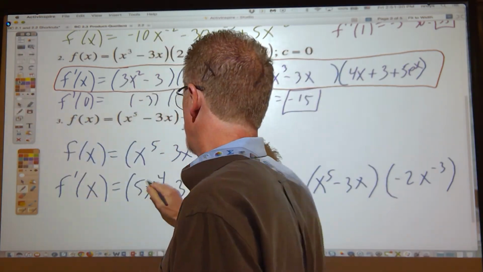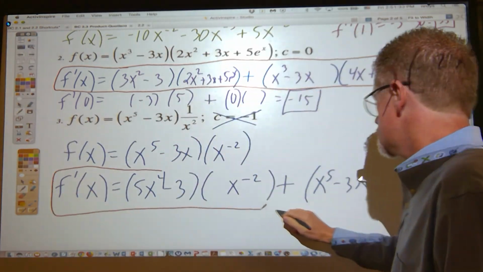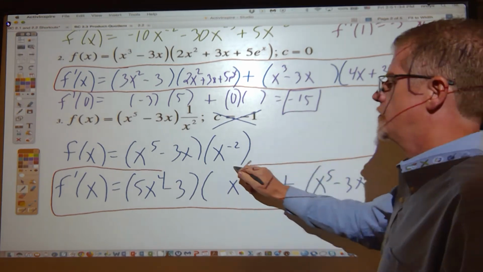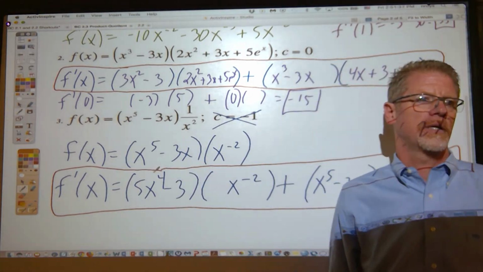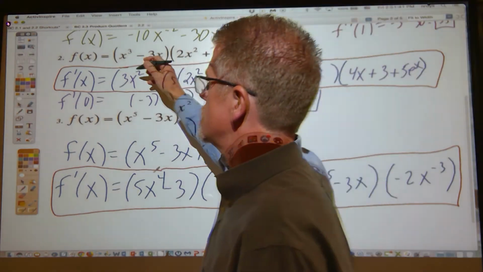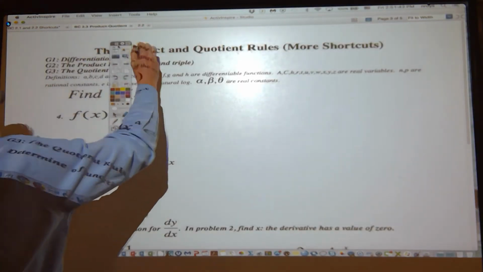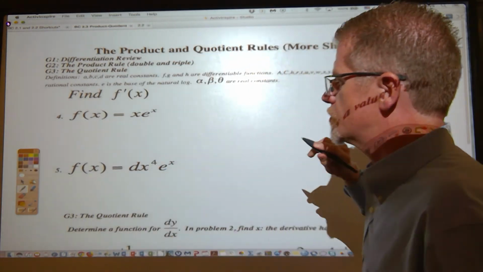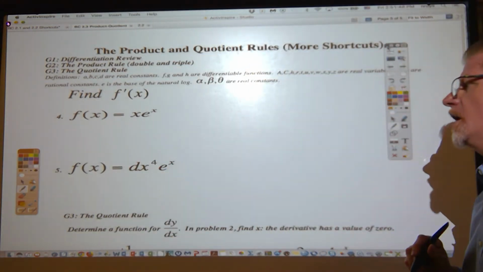I took the derivative of the first times the second plus first times the derivative of the second. We're good to go. Any questions on that one? Number 3. Okay, I think you get to practice on the next page a little bit. So, next one, I would like you to simplify. Try problem 4 on your own.